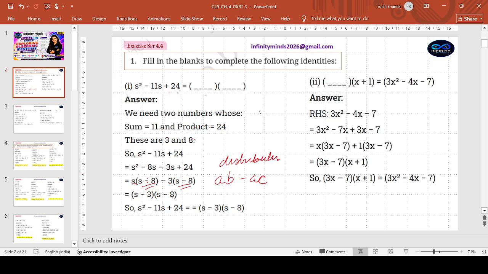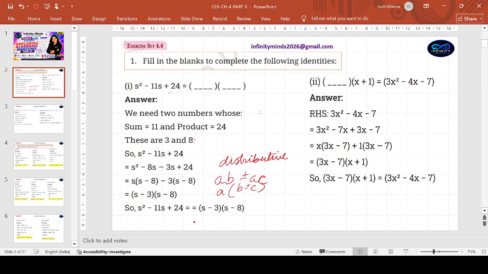Distributive property, children. Distributive. Remember? The number repeating comes outside, the rest of the things inside, whether it's a plus or a minus. So this whole thing is playing the role of A in our question: A into B minus A into C. So A comes out and the rest of the things, S minus 3, in another bracket. Okay, so like this we are going to factorize.